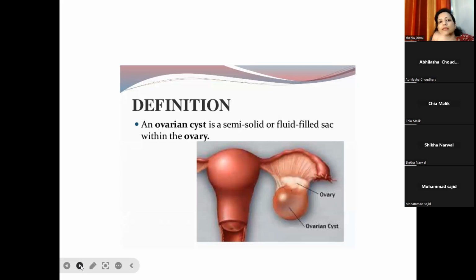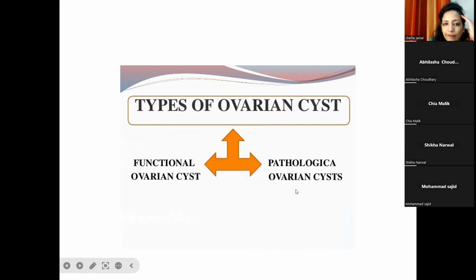So what is an ovarian cyst? As we have seen two cases, where there was a large ovarian cyst which twisted, and there was one small ovarian cyst which was so painful that the patient had to come to a doctor. So what actually is an ovarian cyst? It is a semi-solid or fluid-filled sac within the ovary. We can see the ovary over here and one ovarian cyst, or fluid-filled sac, which is attached to the ovary.